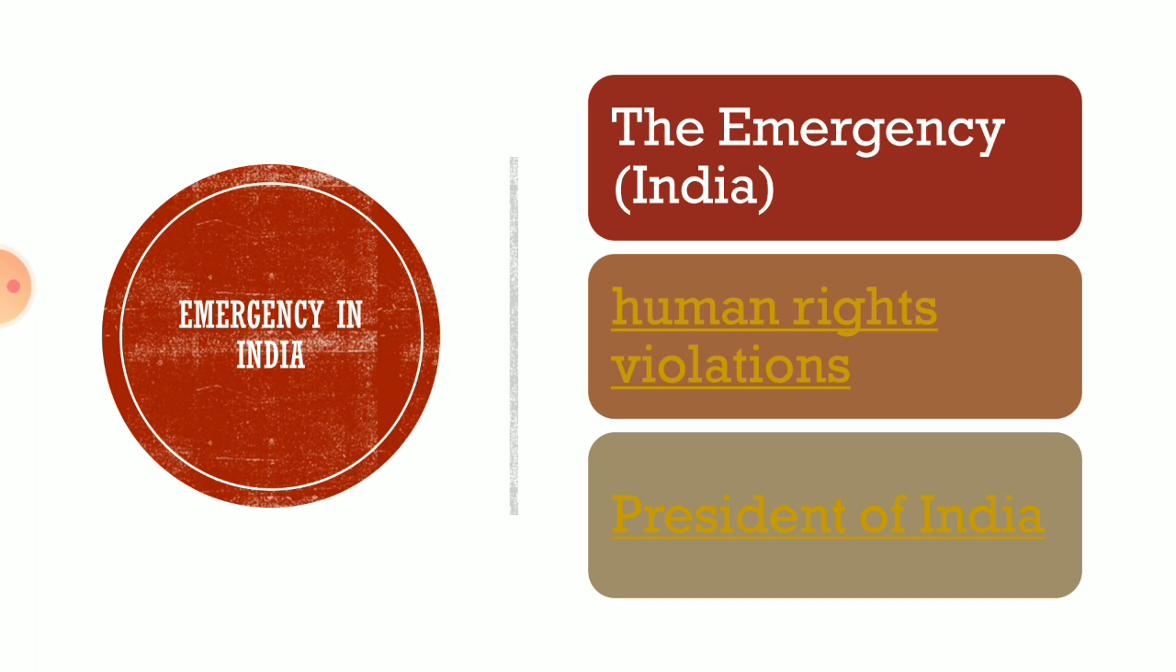Because of prevailing internal disturbance, the emergency was in effect from 25 June 1975 to its withdrawal on 21 March 1977. The order bestowed upon the Prime Minister the authority to rule by decree, allowing elections to be cancelled and civil liberties to be suspended. For much of the emergency, most of Gandhi's political opponents were imprisoned and the press was censored.